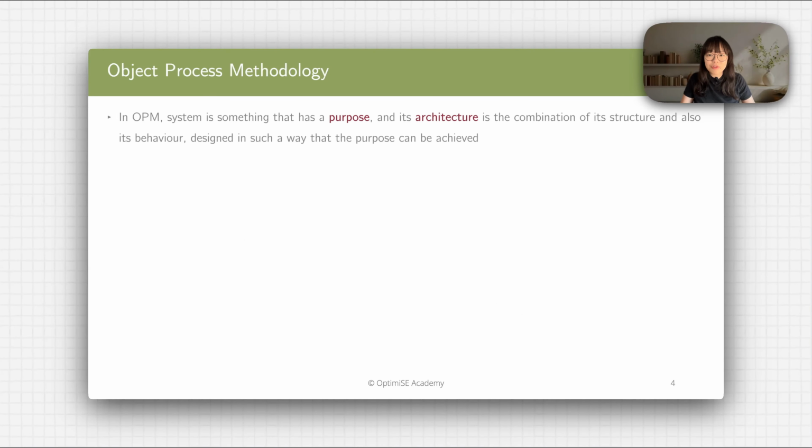Now, OPM treats a system as something that has a purpose, and its architecture is the combination of its structure and also its behavior. This system is designed in such a way so that the purpose can be achieved. In contrast to other object-oriented paradigms, OPM treats both objects and processes as first-class citizens. This means that processes are standalone elements that can exist independent of the objects or the systems.